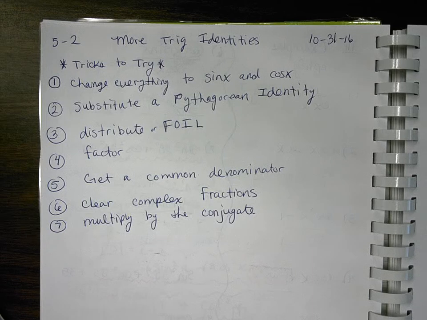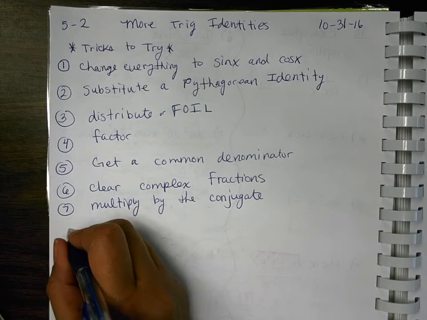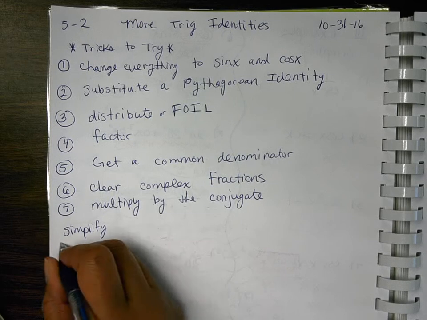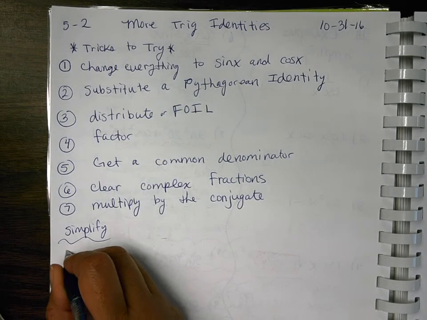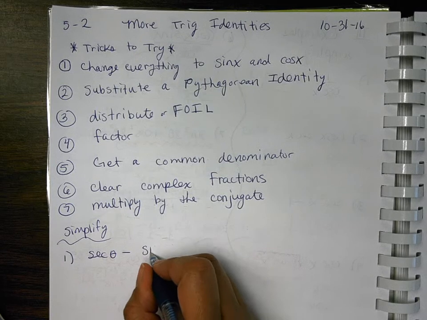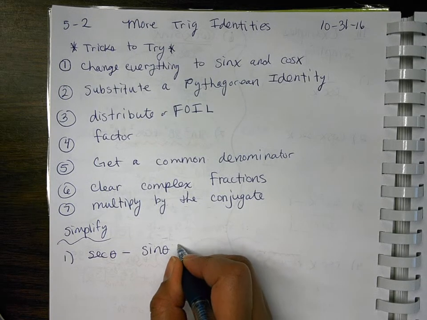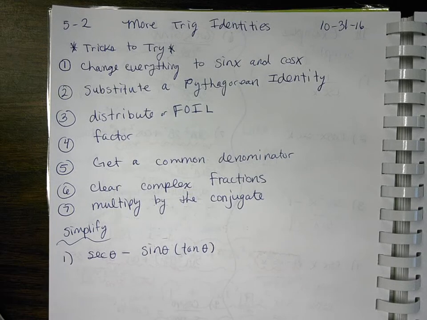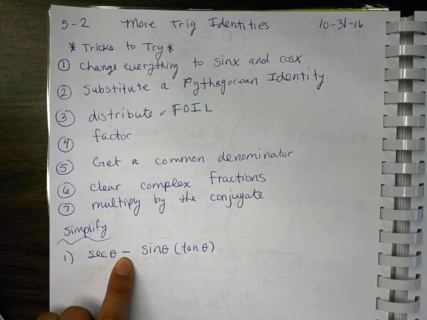All right. Simplify. We're going straight into examples. Number 1: secant theta minus sine theta times tan theta. That is a minus sign.